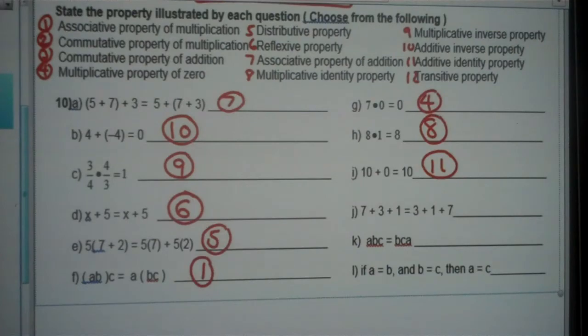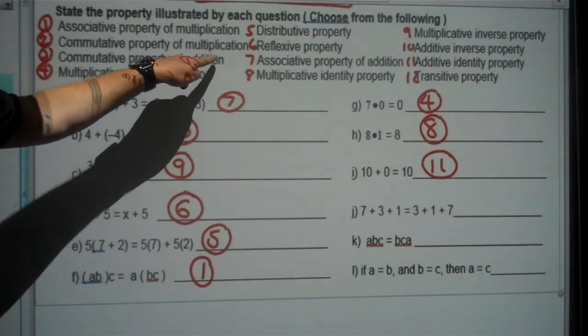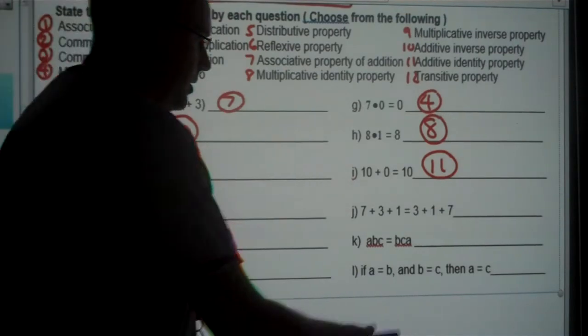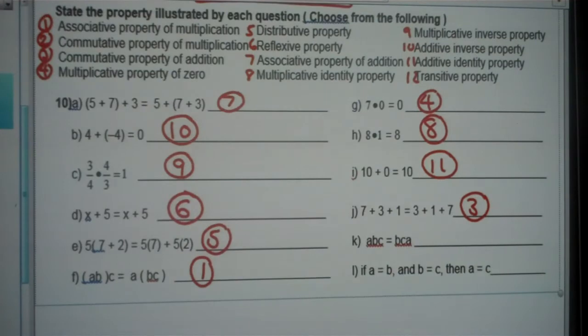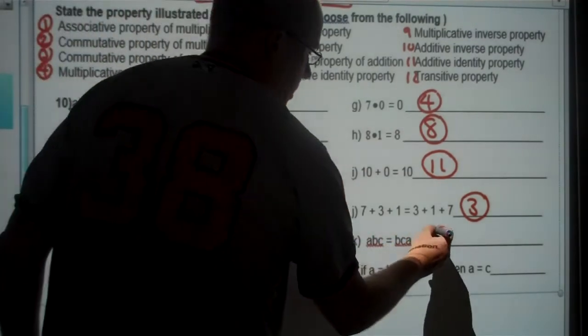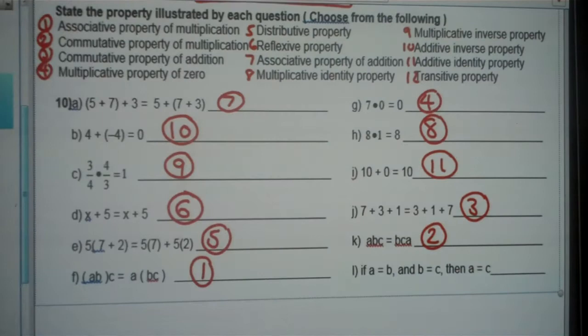So it's the same numbers, but I'm adding them in a different order. When that happens, that's your commutative property, but as I was adding here, this is going to be option number 3. Similar with K, A, B, C, and then on the other side it's B, C, A, so they just changed the order, but they're still multiplying, so the change of order is your commutative property, which is number 2.